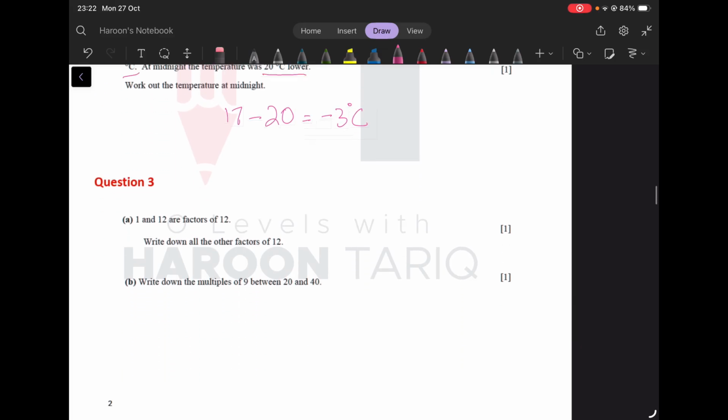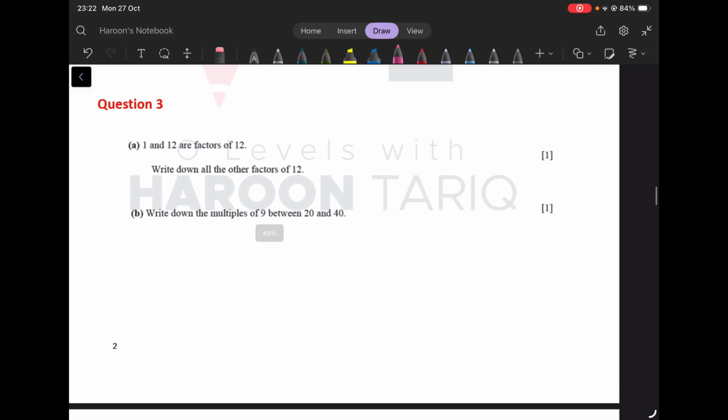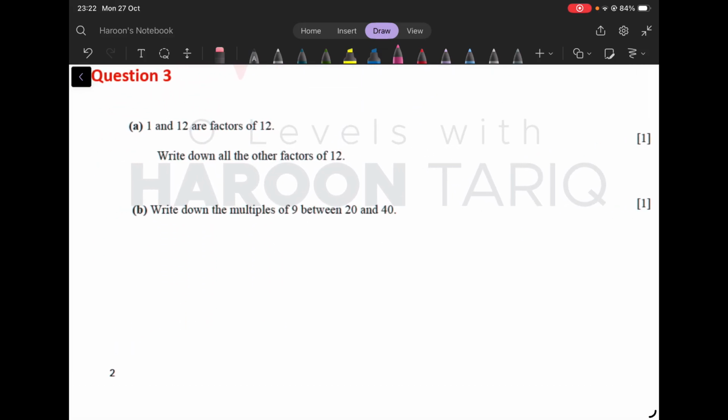Okay, now next, question number 3. 1 and 12 are factors of 12. Write down all other factors of 12. So 1 and 12 they have already written, so we don't necessarily need to write them down. So 2 times 6 would be 12. So 2 is a factor. 3 times 4, 4 times 3, so 4 is a factor as well. 5 no, 6 yes, and next would be 12. So we just needed to write these 4 because 1 and 12 are already written.